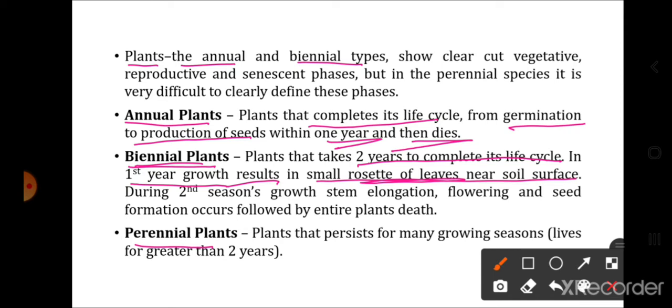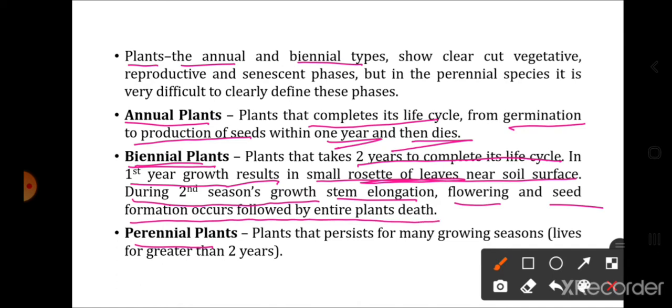Now, what happens in biennial plants? During the first year of growth, normally they produce a small group of leaves. Rosette is a group of leaves near the soil surface. Whereas during the second season's growth, stem elongation, flowering and seed formation occur, followed by the entire plant's death.